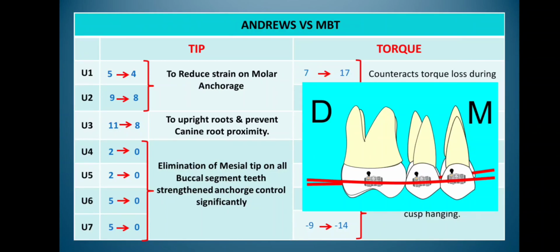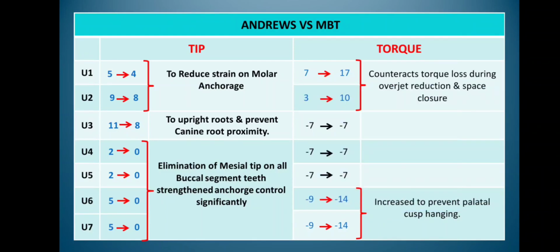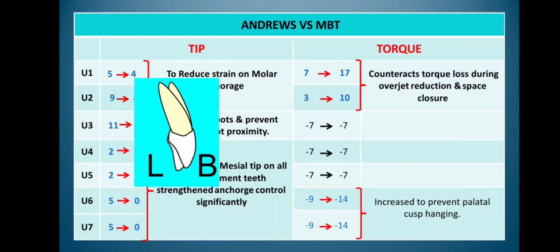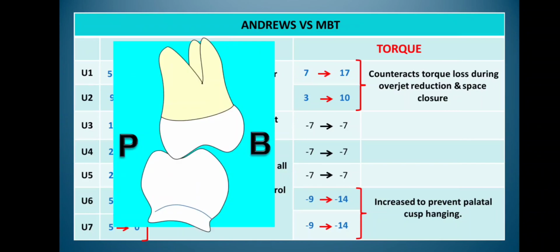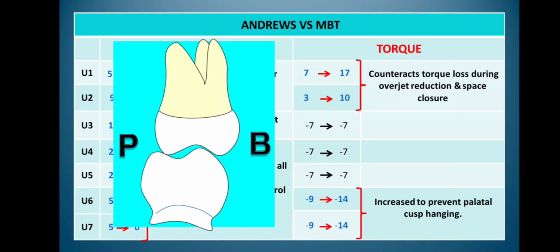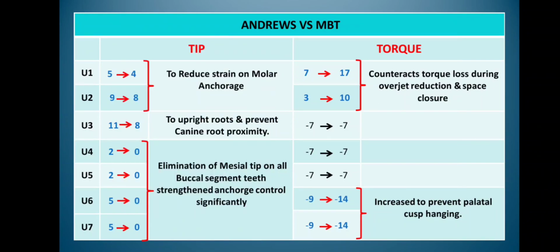And now coming to torque of upper arch, the incisors torque was increased to counteract torque loss during overjet reduction and space closure, and canine and premolars torque was maintained same, and torque of molars was increased to prevent palatal cusp hanging.